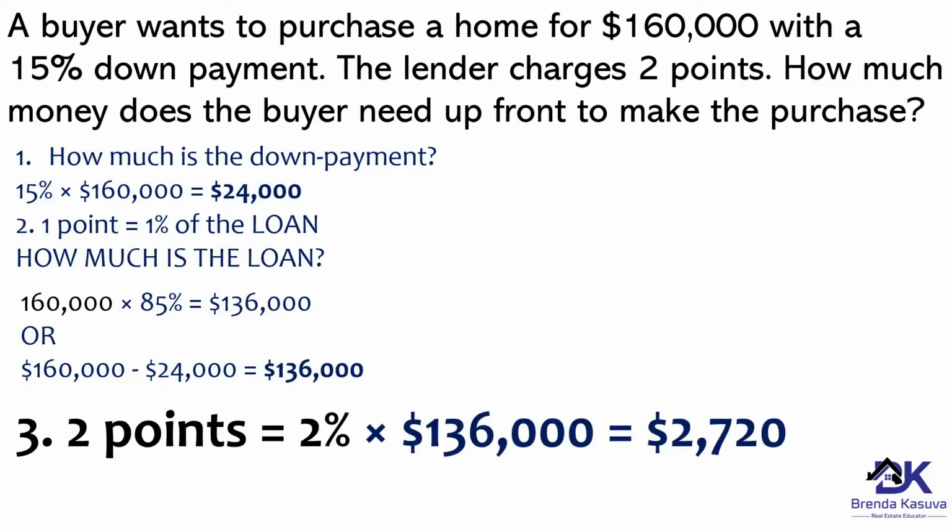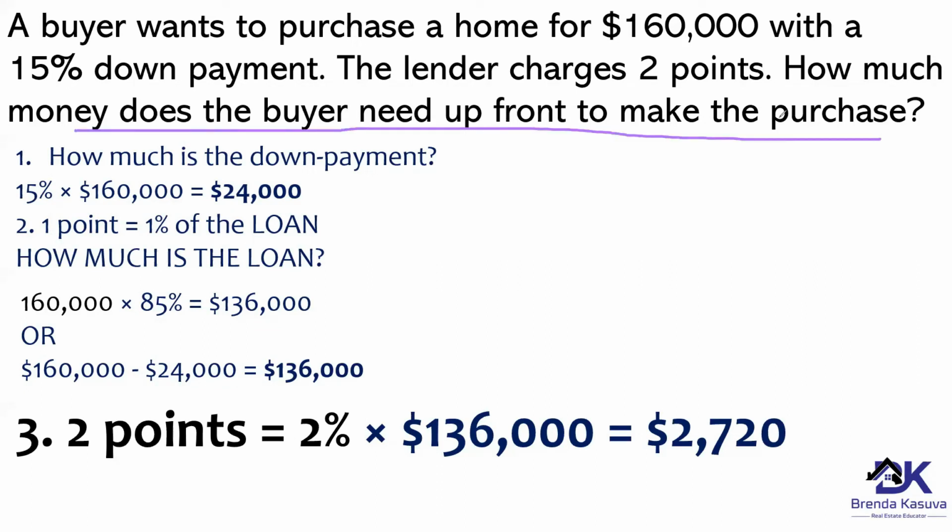Now that I know what they're borrowing, I'm now going to apply the points. Once again, a point is a percentage of the loan. 2 points will be 2%. So then I will apply 2% to the loan, which is 136,000, gives me 2,720.